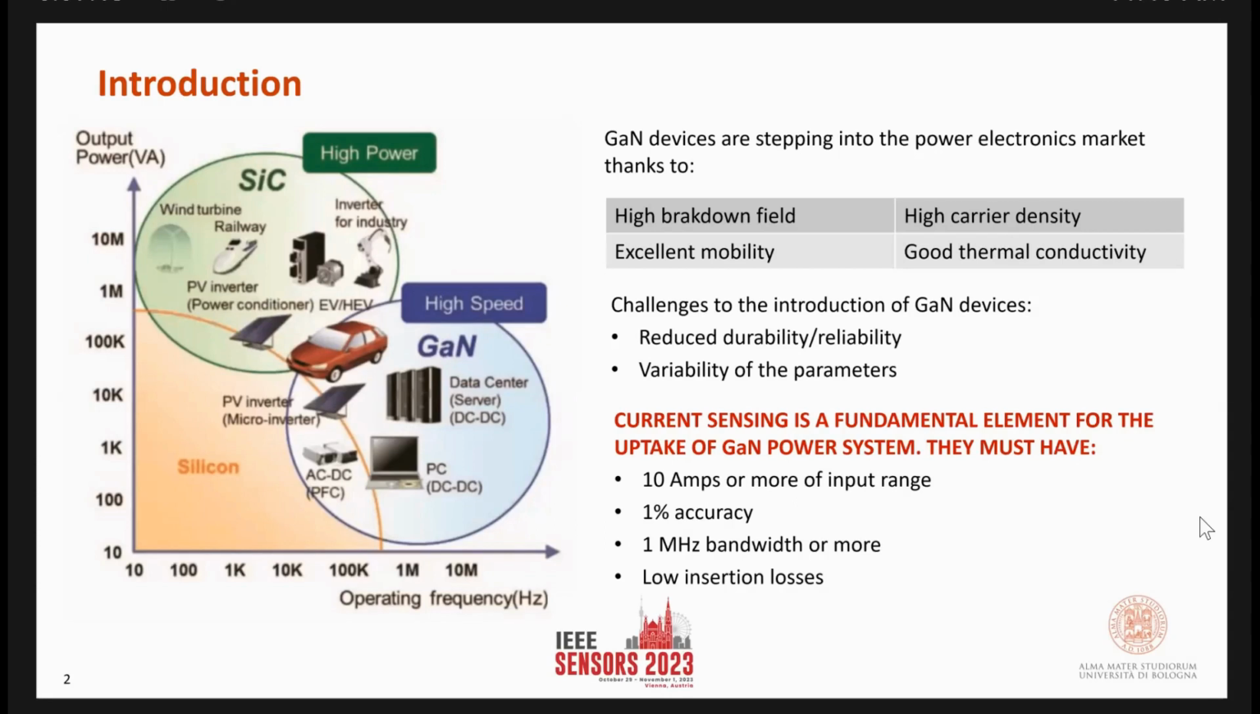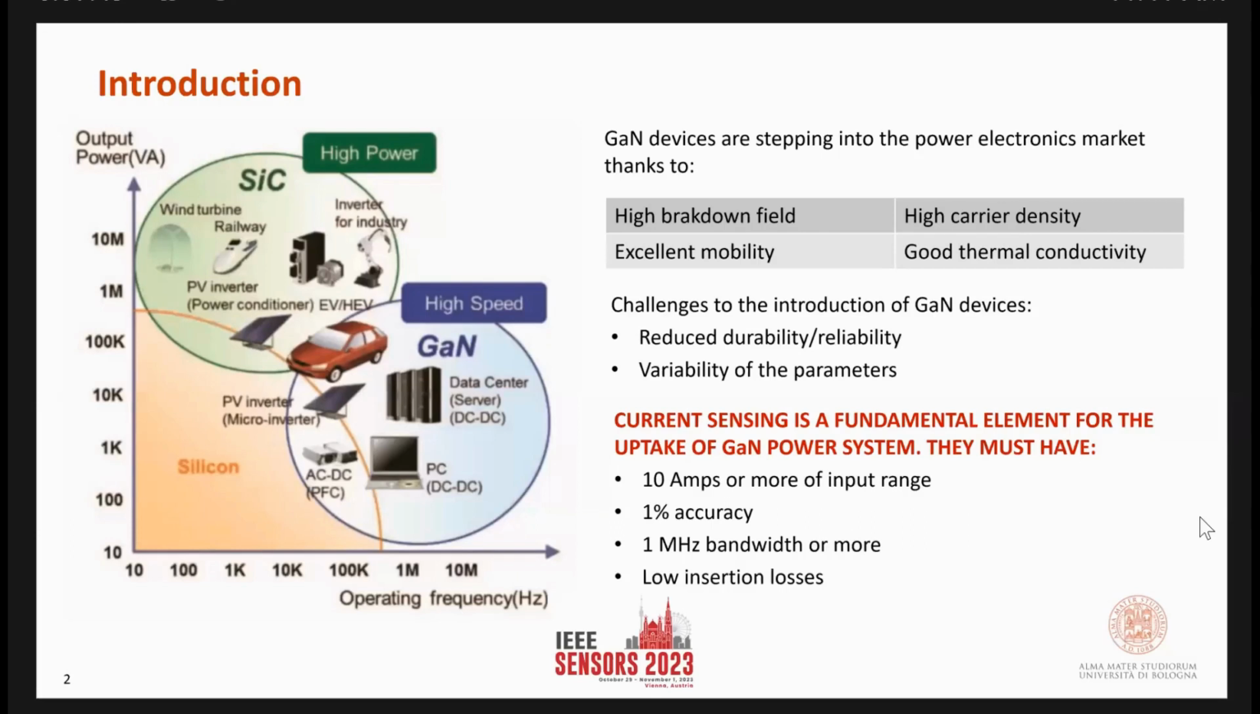So if we want to monitor them, and if we want to make a system controlling and coping with those challenges, we need current sensors. So the current sensor is a key element for GaN-based power devices. And what are the requirements on those current sensors? Mainly we need an input range in the order of 10 amps or more. Accuracy could be in the order of 1%. Well, lower is better, but it's not the main problem.